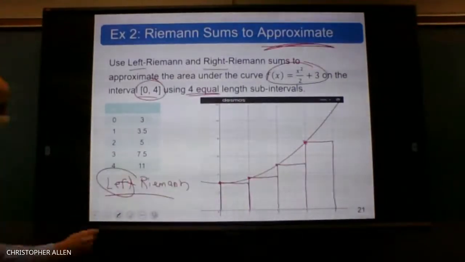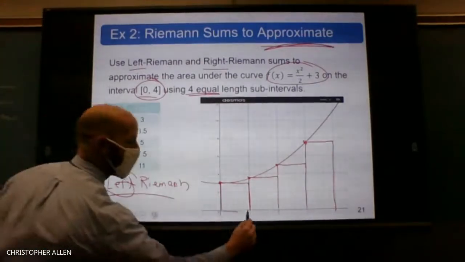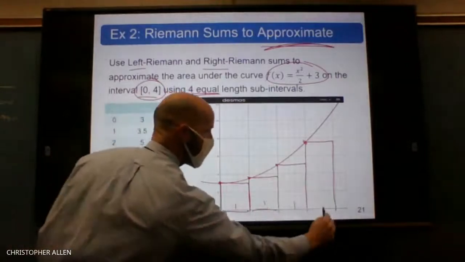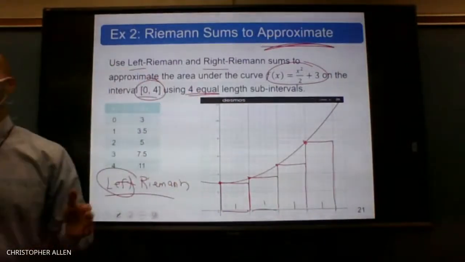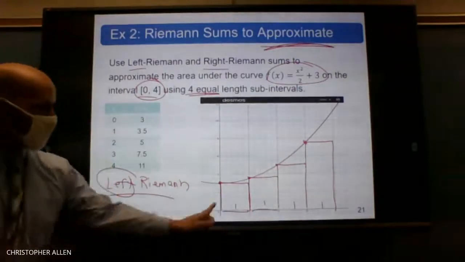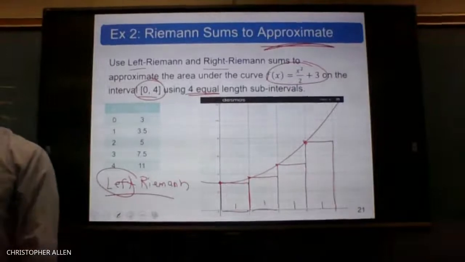Let's start with the left. Okay, so to do the left, by the way, what's this length right here? That's 1. What about this length? They're all 1, aren't they? Remember, the area of a rectangle is length times width, or base times height. Agreed? So that's 1, that's 1, that's 1, and that's 1. How am I going to find the height?